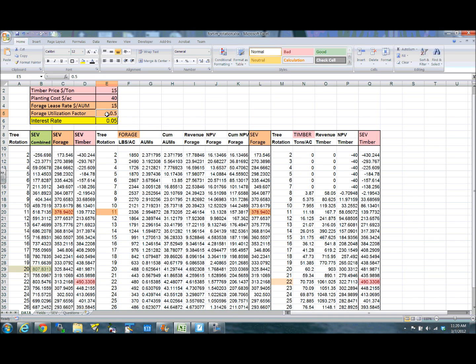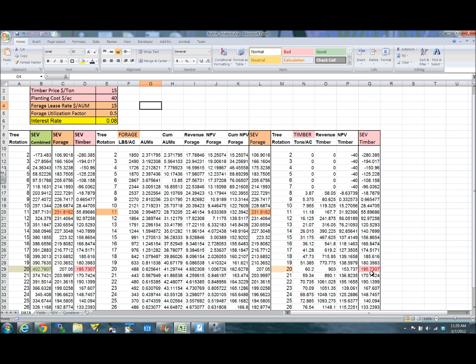So if I increase the interest rate from 5% to 8%, we can see that our optimal timber rotation goes down to 20. Our forage rotation doesn't really change. It stays at about the same place. And what happens is we've now made everything somewhat less valuable. The forage rotation is still 11. SEV timber is at 20. But the combined rotation is also at 20.